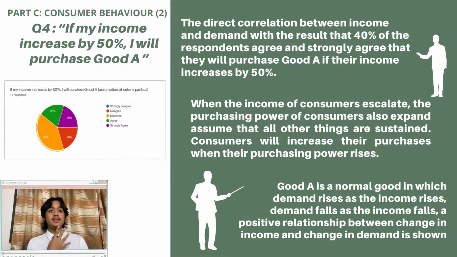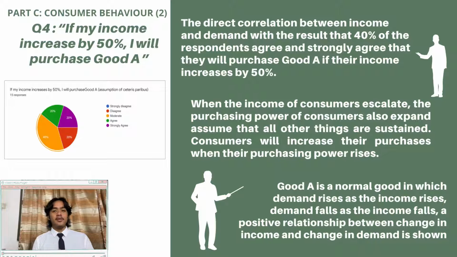For question number 4: if my income increases by 50%, I will purchase good A. The direct correlation between income and demand is shown, with the result that 40% of the respondents agree and strongly agree that they will purchase good A if their income increased by 50%. When the income of consumers escalates, their purchasing power also expands, assuming all other things are constant. Consumers will increase their purchases as their purchasing power rises. Good A is a normal good, in which demand rises as income rises and demand falls as income falls. The positive relationship between change in income and change in demand is shown.